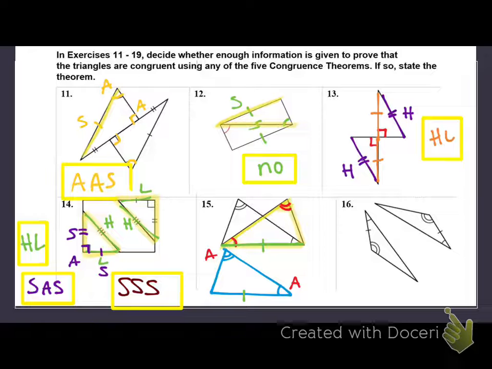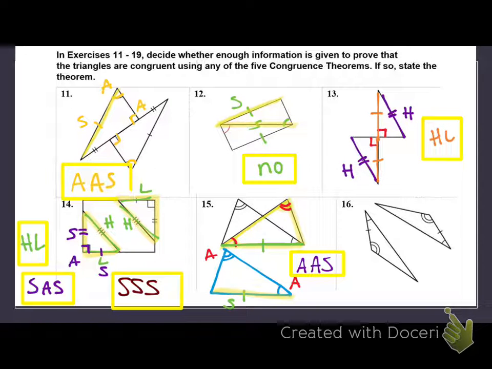So they got 2 angles and a side. So is it angle side angle or angle angle side? I heard 2 different things. Is this side touching both of the angles? No, it's across from them. So this is angle angle side.